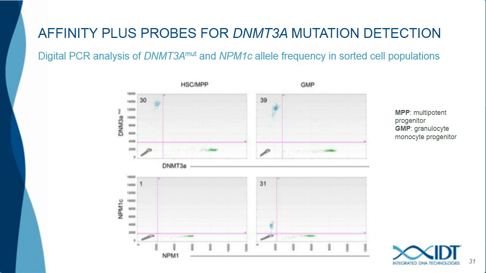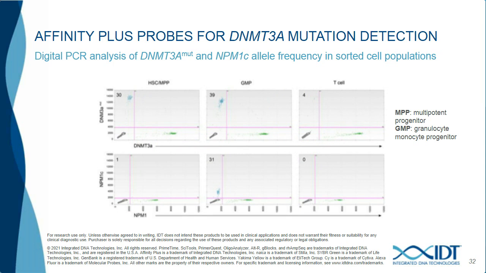When we look at the granulocyte phase of hematopoiesis, we see very similar trends with the DNMT3A. It's about a 50-50 mix of wild type to mutant. We do see slightly more of the mutant population than we did in hematopoietic stem cells. However, when we look at the NPM1 population, we're starting to see an increase in the alternate allele, or the mutation, at this stage.